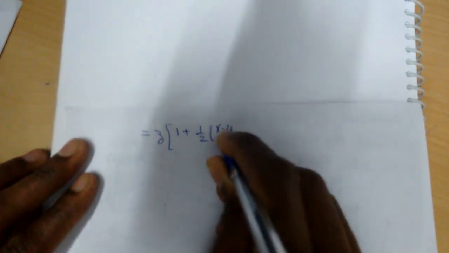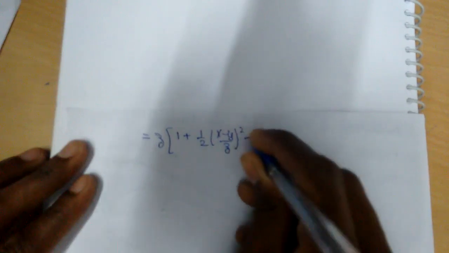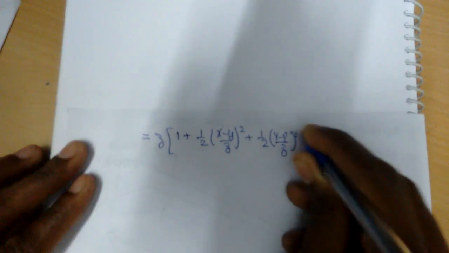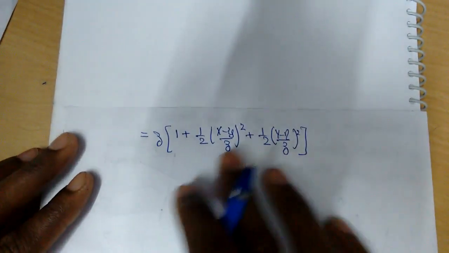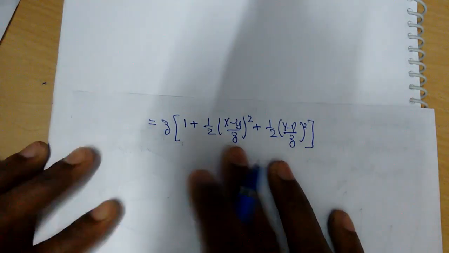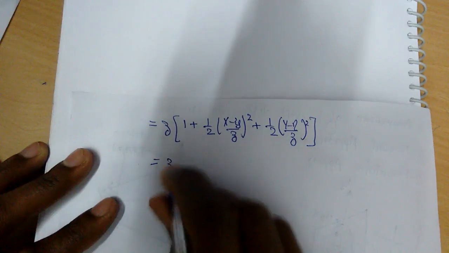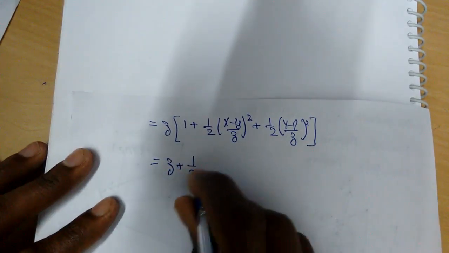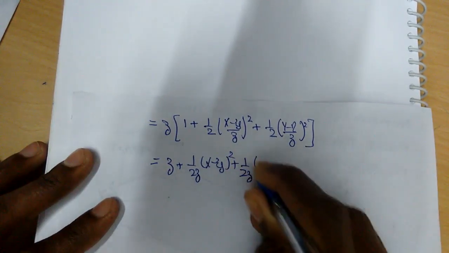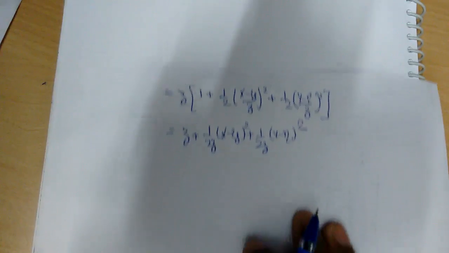Okay, so let me write. That will be given by z times 1 plus half of x minus zeta upon z whole square plus half of y minus eta upon z whole square. This is after the first approximation, that the modulus of x minus zeta and y minus eta is very small as compared to z. So simply this can be written as z plus 1 by 2z x minus zeta whole square plus 1 by 2z y minus eta whole square.